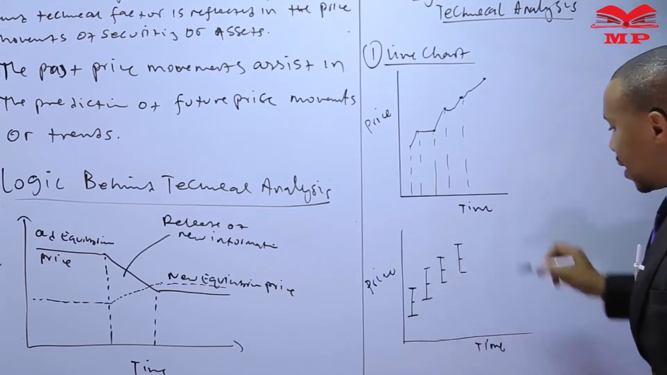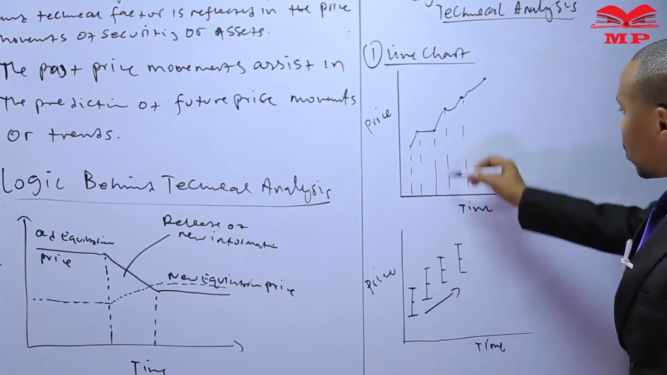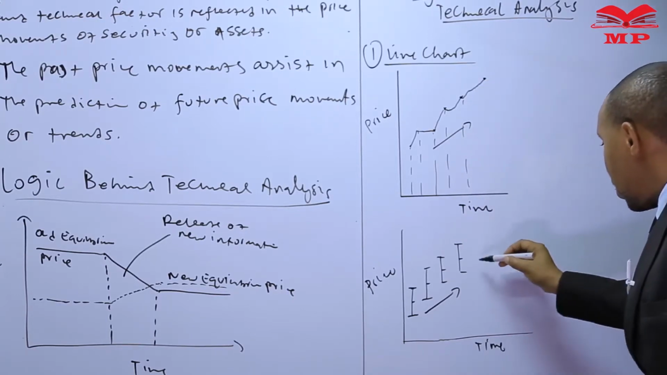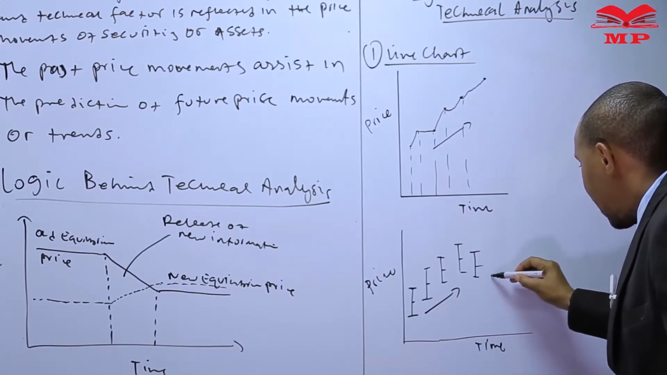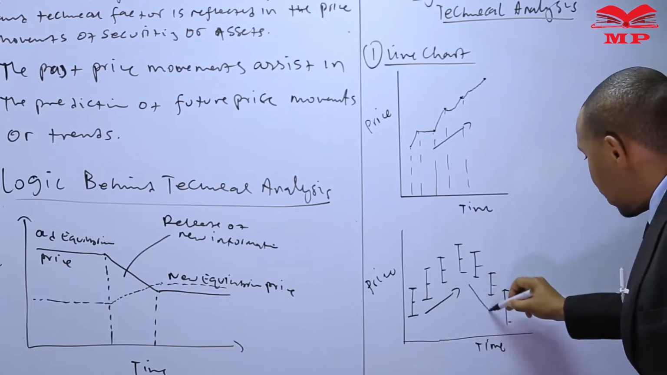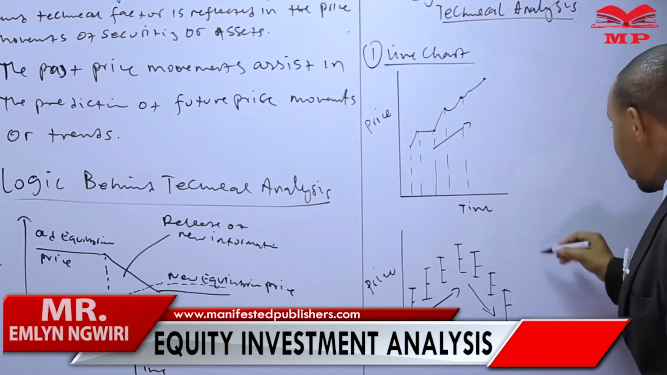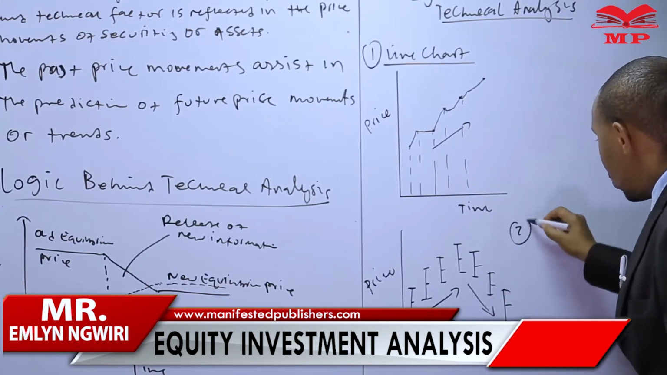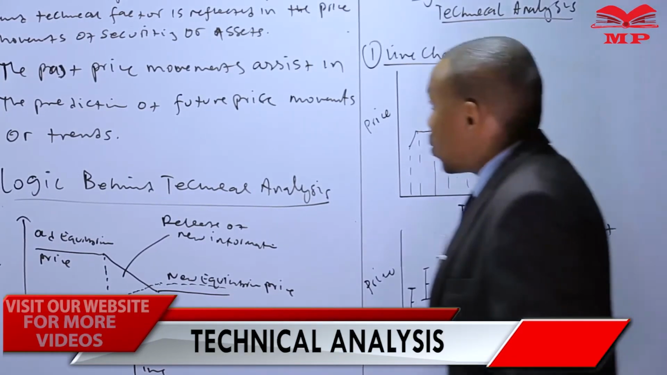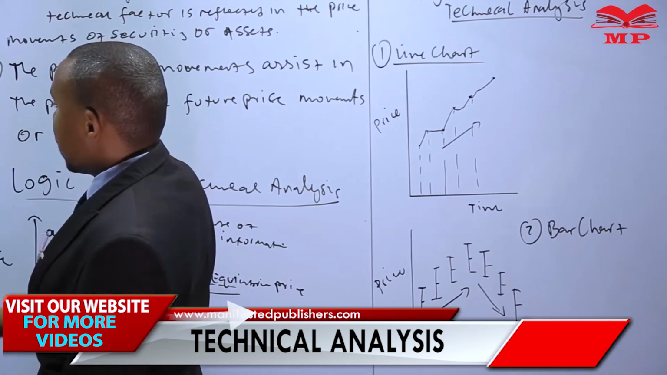You can clearly see that this is an uptrend, moving in that direction. As in the line chart, you can also see an uptrend. However, if it's moving down like this, that is now a downtrend. That is what we can say is a bar chart. So you can indicate over here, number 2, bar chart. Now having looked at those two, let's look at the point and figure chart.